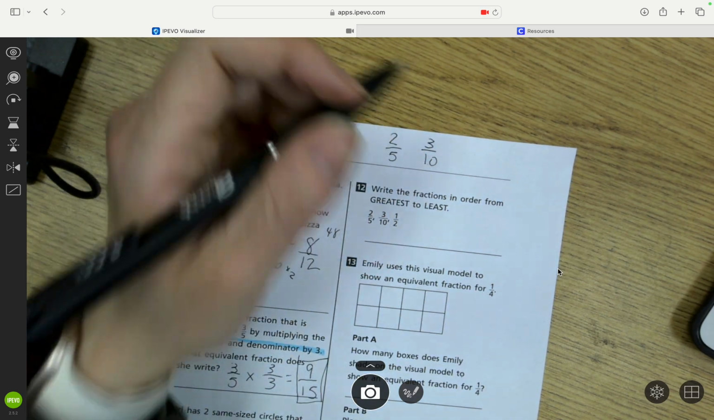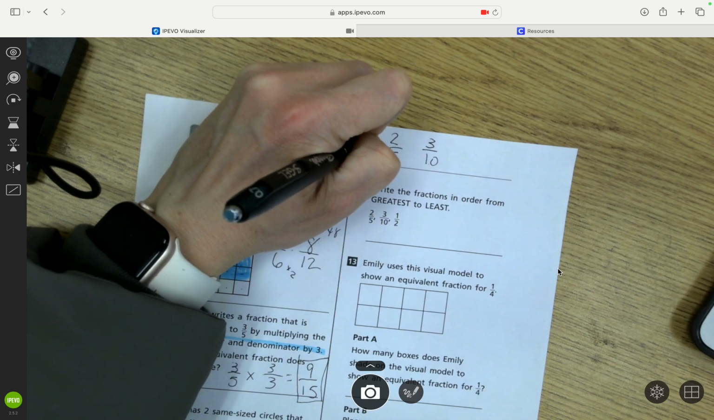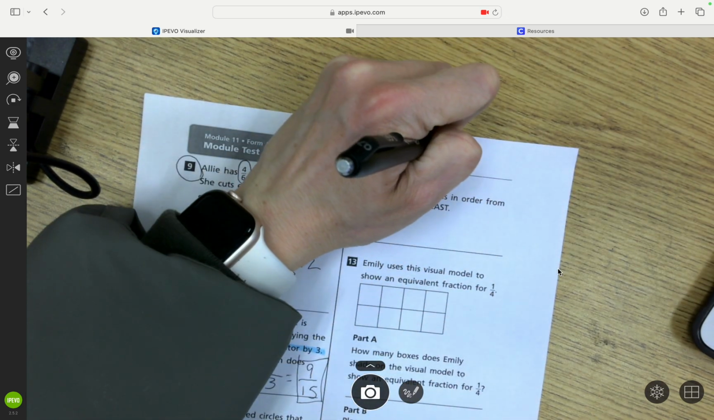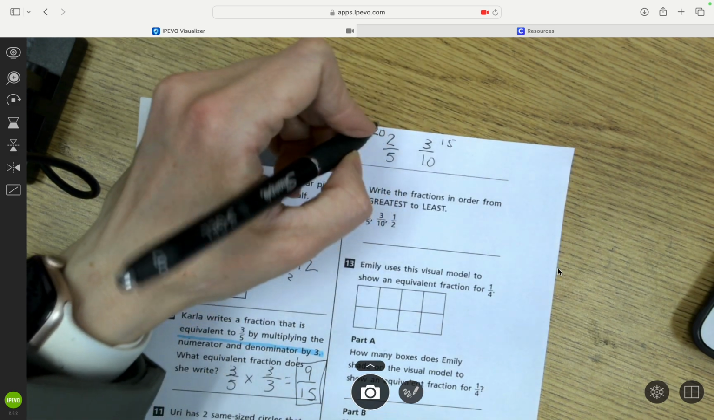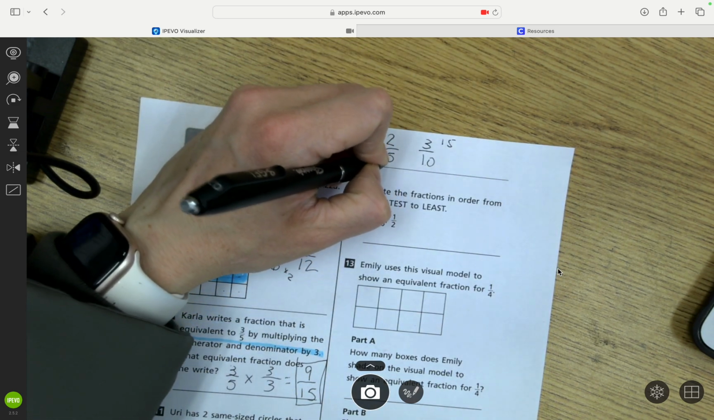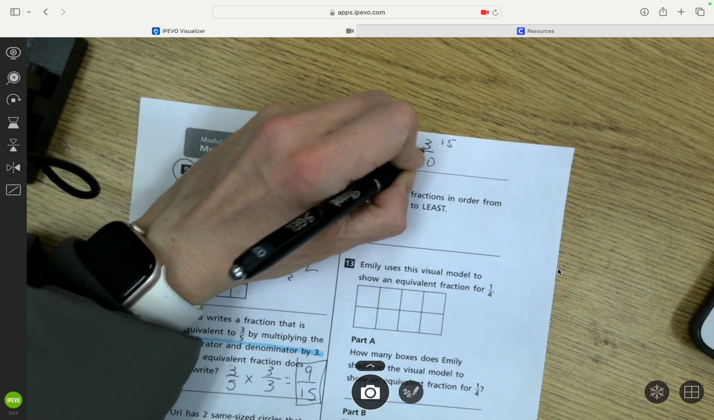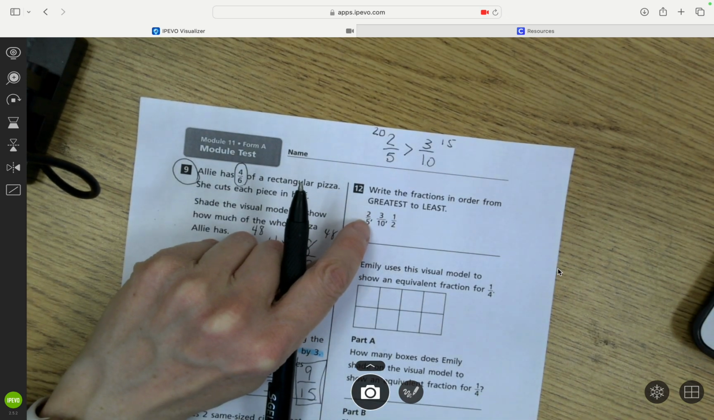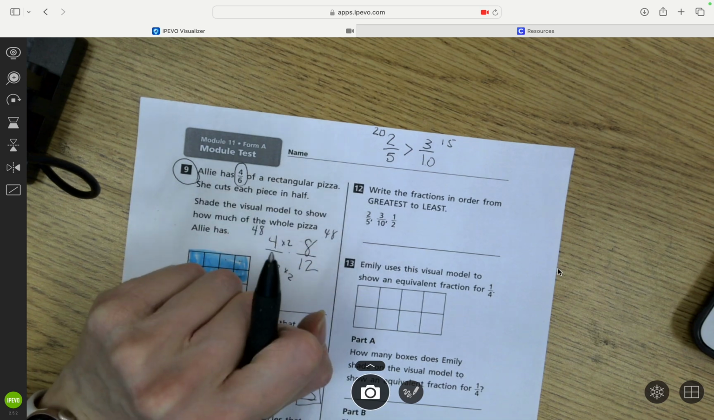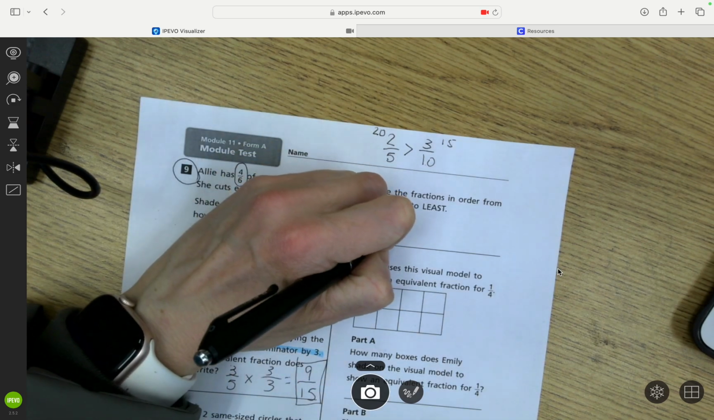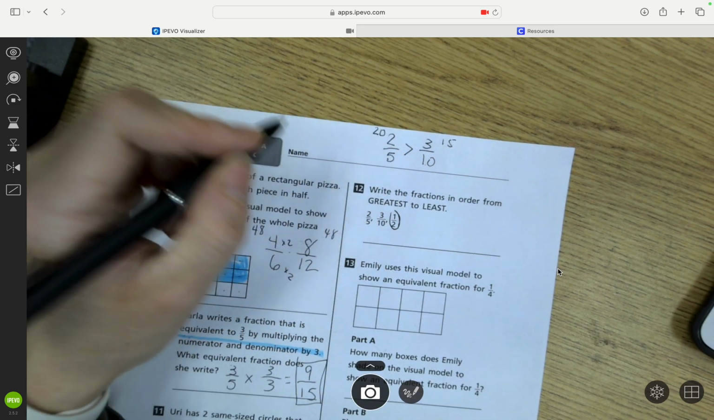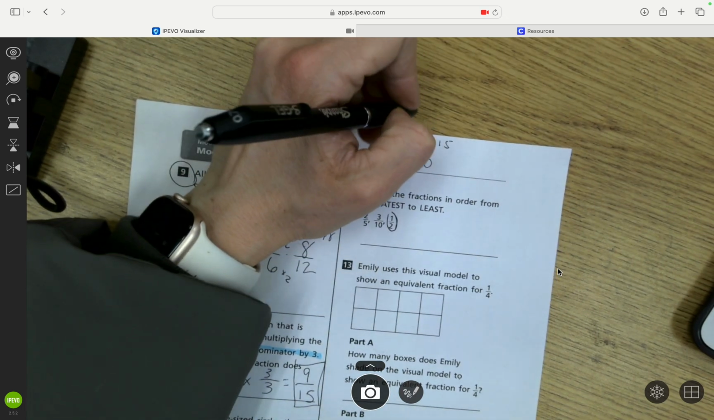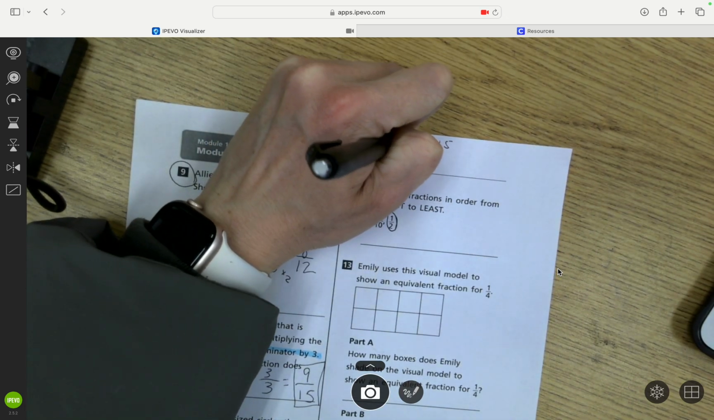10 times 2, 20. 5 times 3, 5, 10, 15. That means 2/5 is greater than 3/10. Okay, so good. So we see it's already in front of 3/10, right? Now we have to compare 1/2 with the bigger number. So let's put a B next to the 2/5.